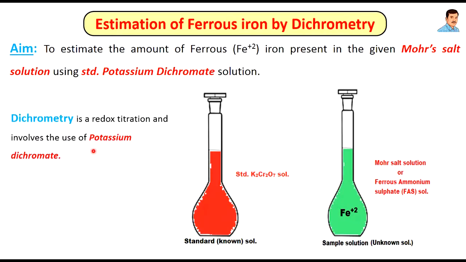If we use potassium dichromate solution as an oxidizing agent in a titration, those titrations are called dichrometric titrations. So here the technique used is dichrometry, and dichrometry is a redox titration. So in this experiment, we are going to find the concentration of ferrous iron present in the given Mohr's salt solution or ferrous ammonium sulfate solution by using standard potassium dichromate solution.